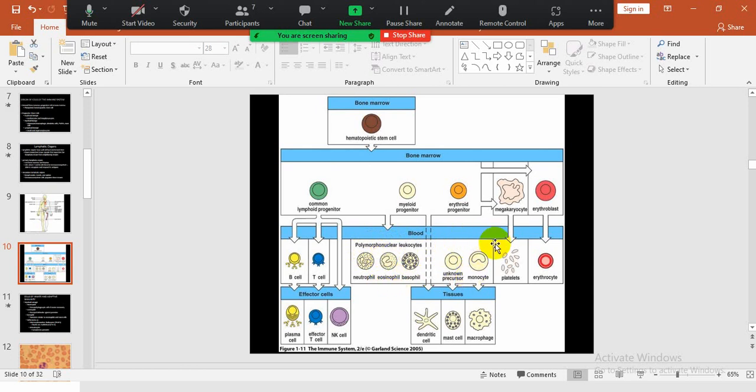Okay, so let's go to the erythroid progenitor. The erythroid progenitor, or the ancestor for red blood cells, is called erythroid progenitor cells.